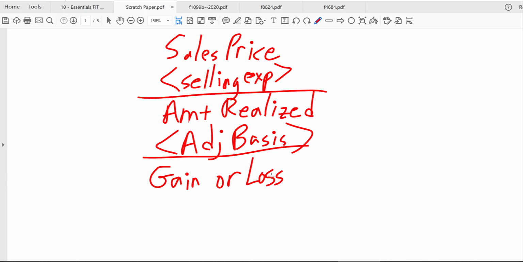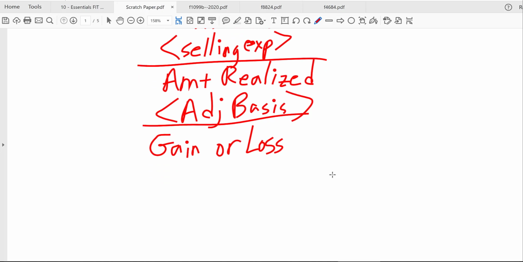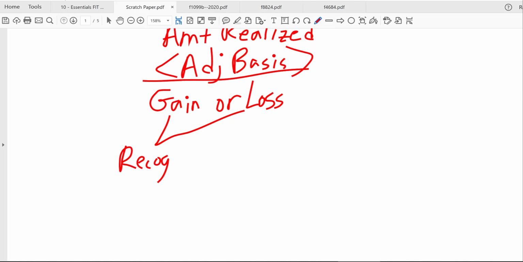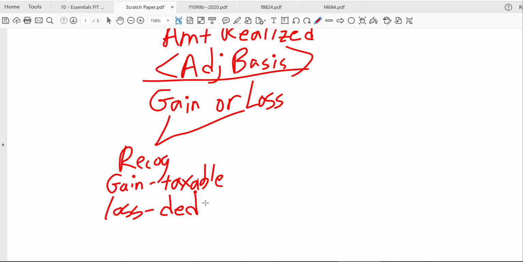And then again, the topic of this video lecture is that this gain or loss is either going to be recognized, meaning that if it's a gain being recognized, the gain is going to be taxable. We have to pay taxes on this gain. Or if the loss is recognized, the loss is going to be deductible. Now, no one wants to suffer an economic loss, but we want the loss to be deductible because now we can subtract it on our return and save taxes.